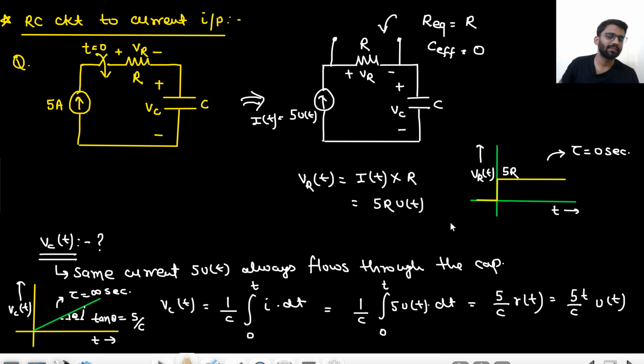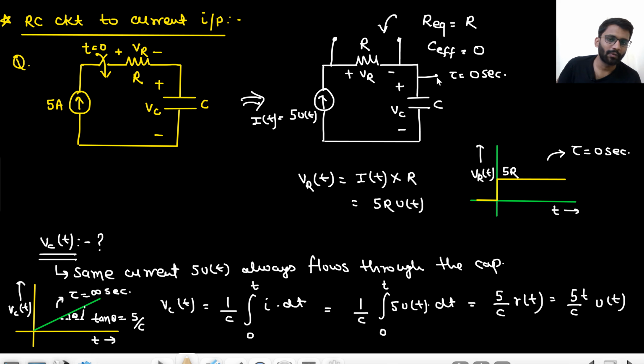Open ended C means 0. That means 1 by j omega C, open ended means infinite impedance. If impedance is infinite, that means the capacitor has to go to 0. So if capacitor is 0, that means C effective is 0. So what is your time constant? Time constant is 0. So the time constant is 0 seconds.